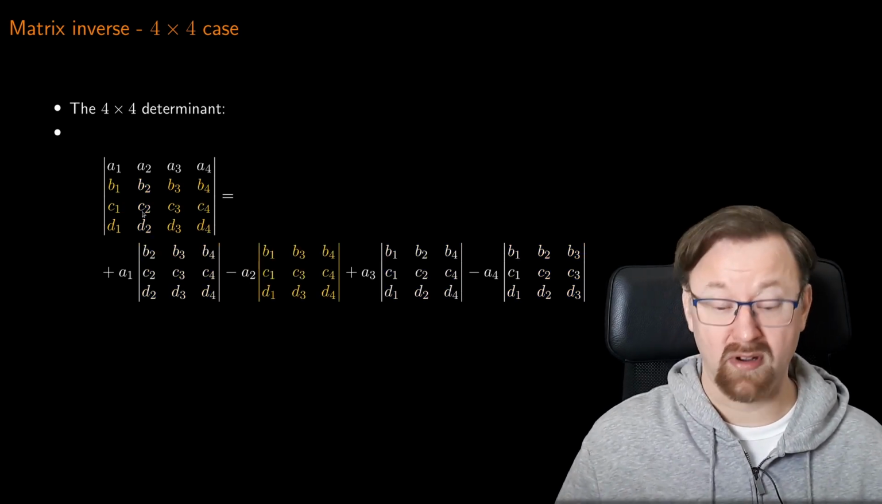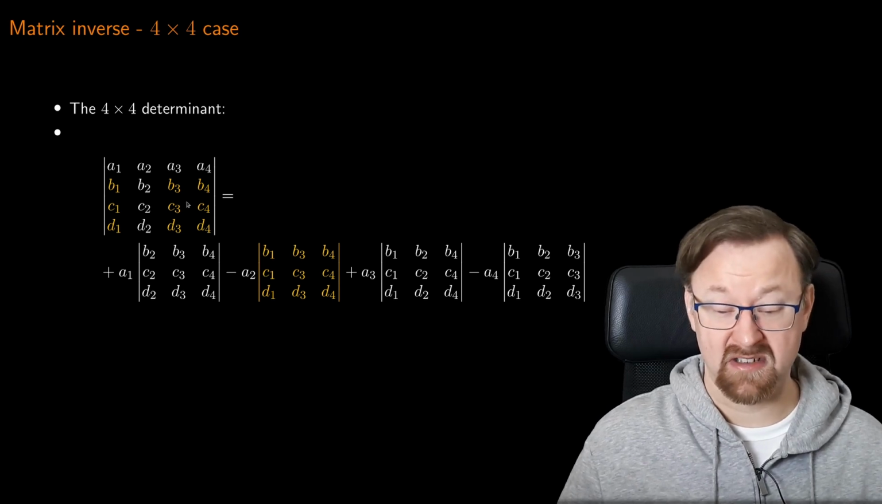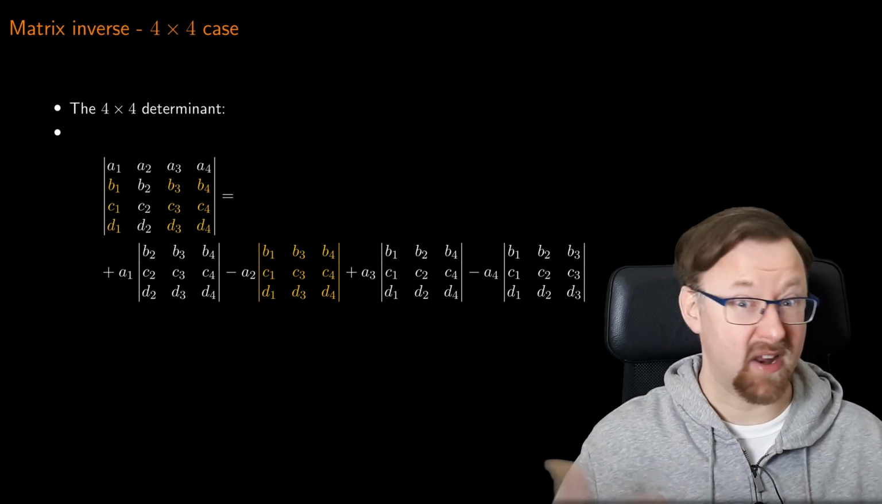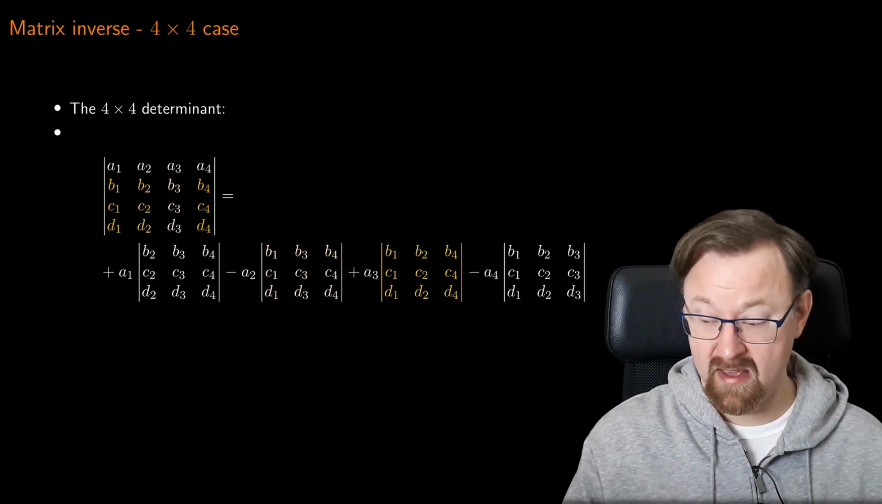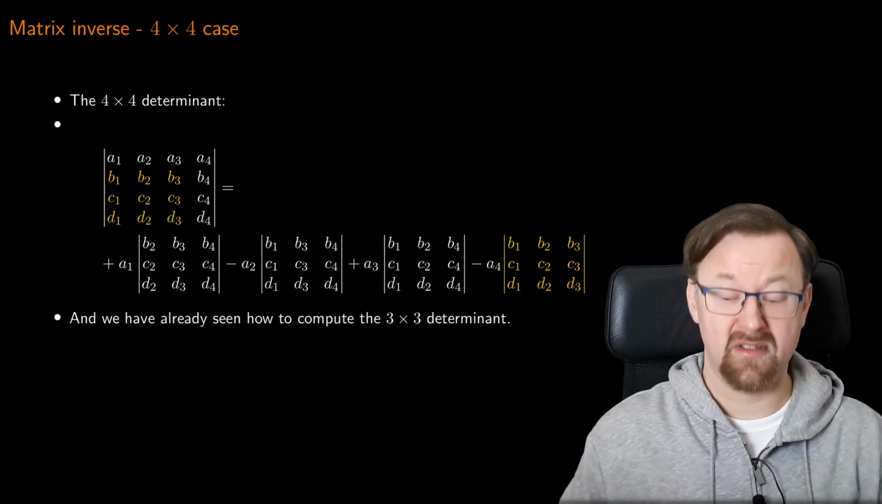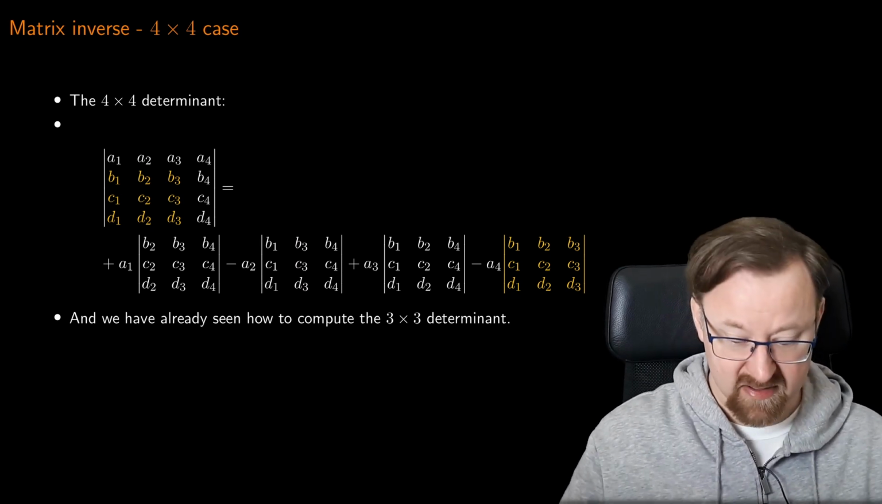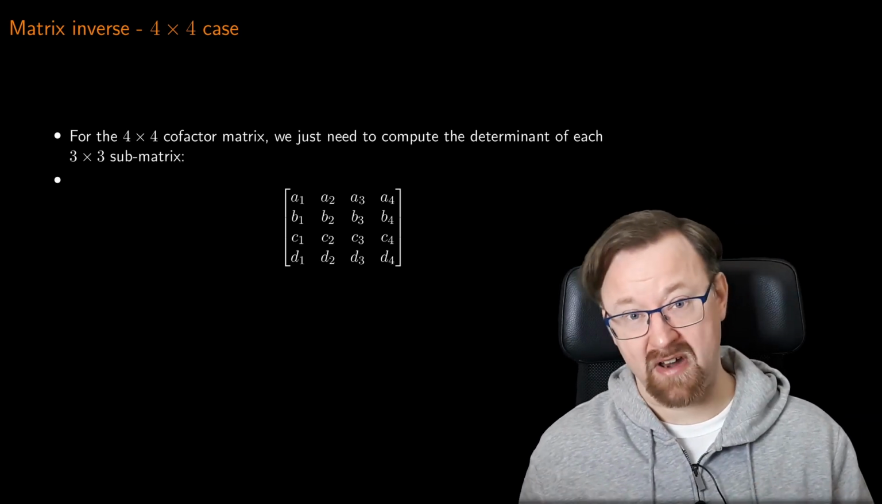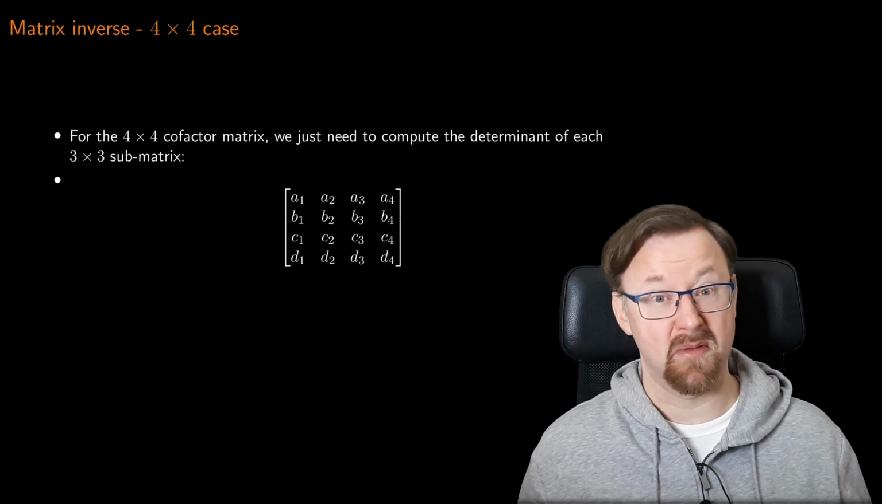We ignore the row and column of the element in question, and then take the remaining elements and put those together into one matrix, okay? And then we simply have to compute the determinant of that. We've already seen how to compute the 3x3 determinant, so using that, we can see how we can easily compute the 4x4 determinant.